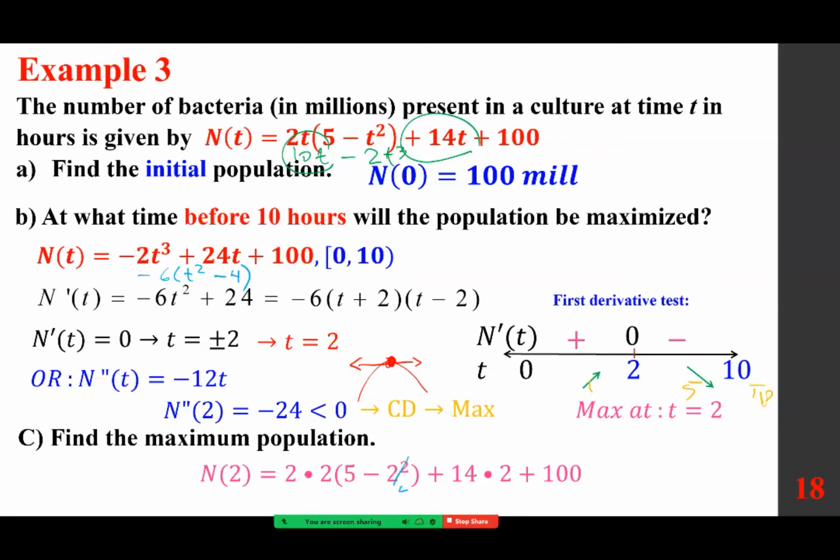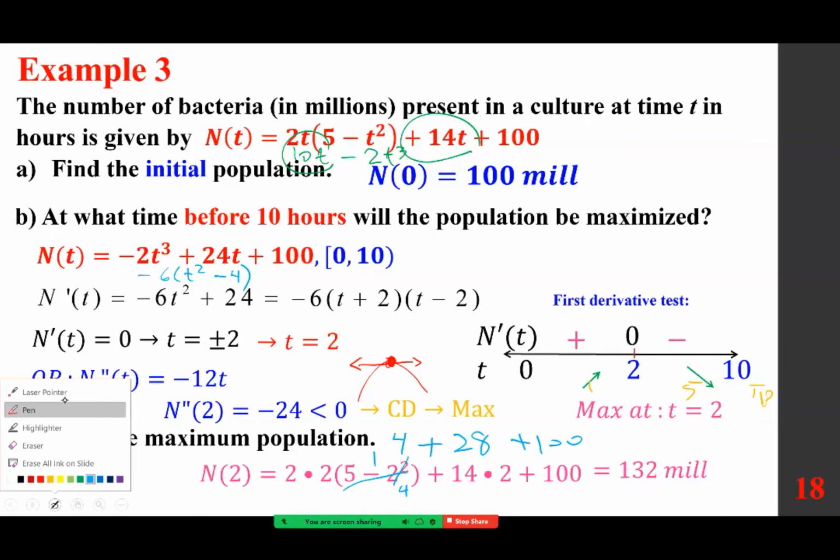I hope you realize this is 4, so this becomes 1. 2 times 2 times 1 is 4, plus 28, 32, and 100. 132. What? 132 million bacteria.